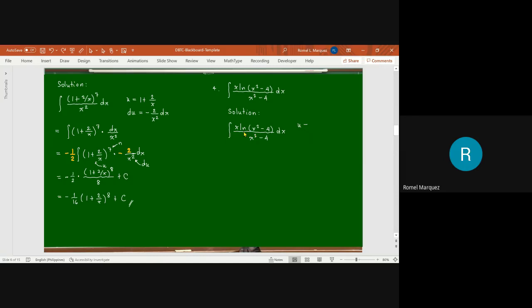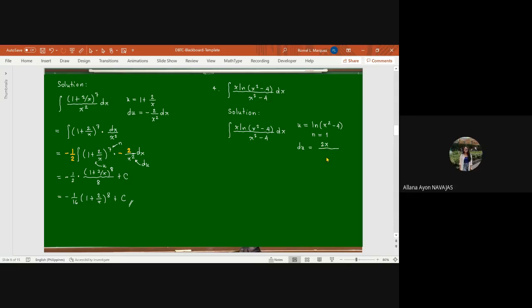Okay, guys? What about our n? Our n is equal to what? 1, no? What about the differential of u? What's the derivative of ln? The derivative of x squared minus 4, that is 2x, over what? Over x squared minus 4, no? The u of that ln is x squared minus 4, then multiplied by dx, because what we are getting is the differential of u. Is that clear, guys? Do not forget the dx, ha?